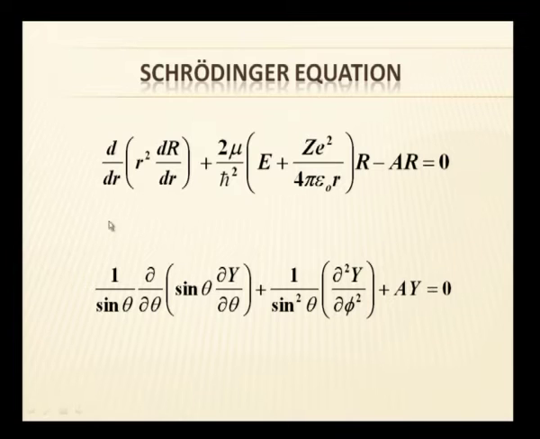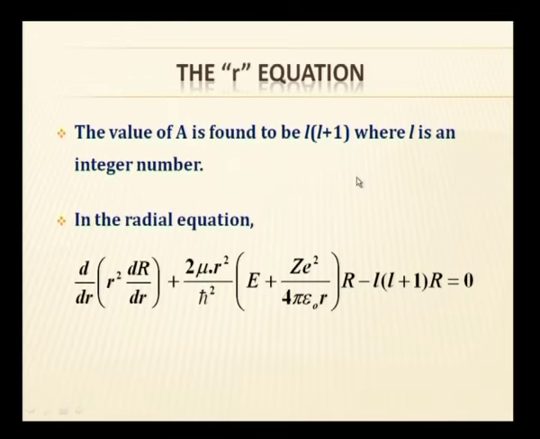So, this refers to the angular part, this refers to the radial part of the Schrodinger equation. So, we now talk about the r equation. What is the r equation? The equation containing r. So, I am now talking about this equation, the radial part of the Schrodinger equation.